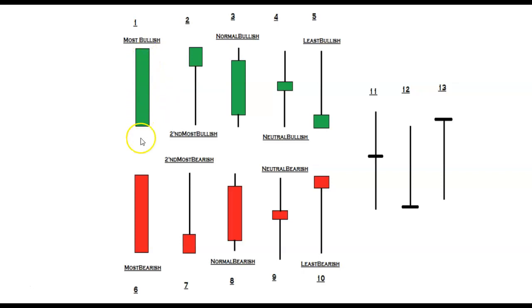It opened here. It had no lower wick. No one was trying to sell it off, right? It just opened at this price and shot up, closed there, and it usually continues. So when you see something like that, depending on the location of where that's happening, this is an indicator that things are getting ready to run.